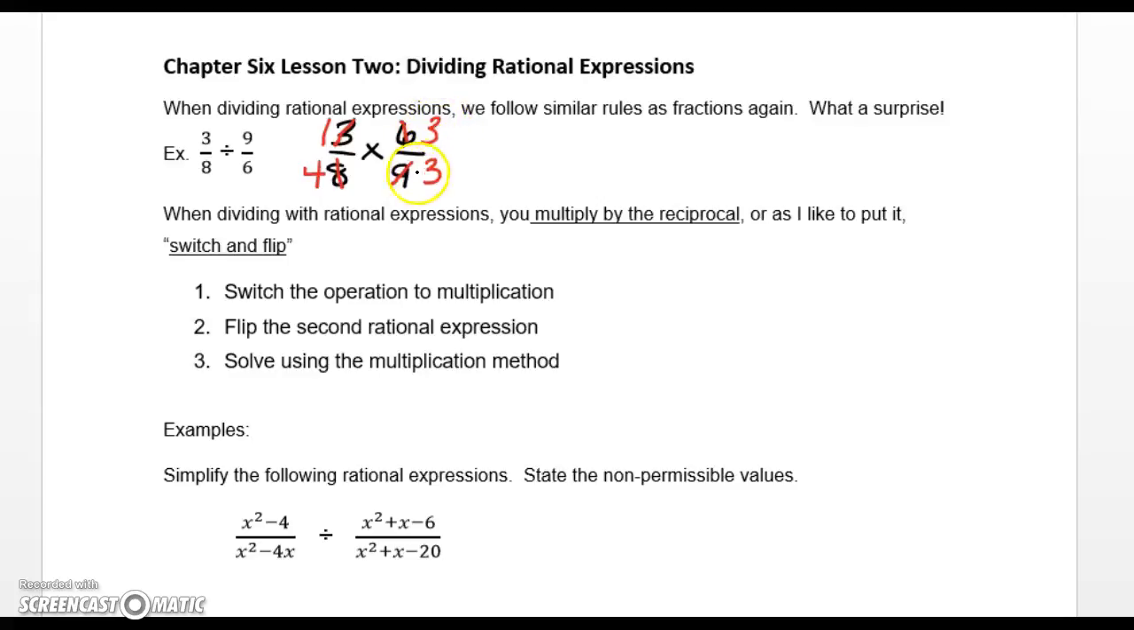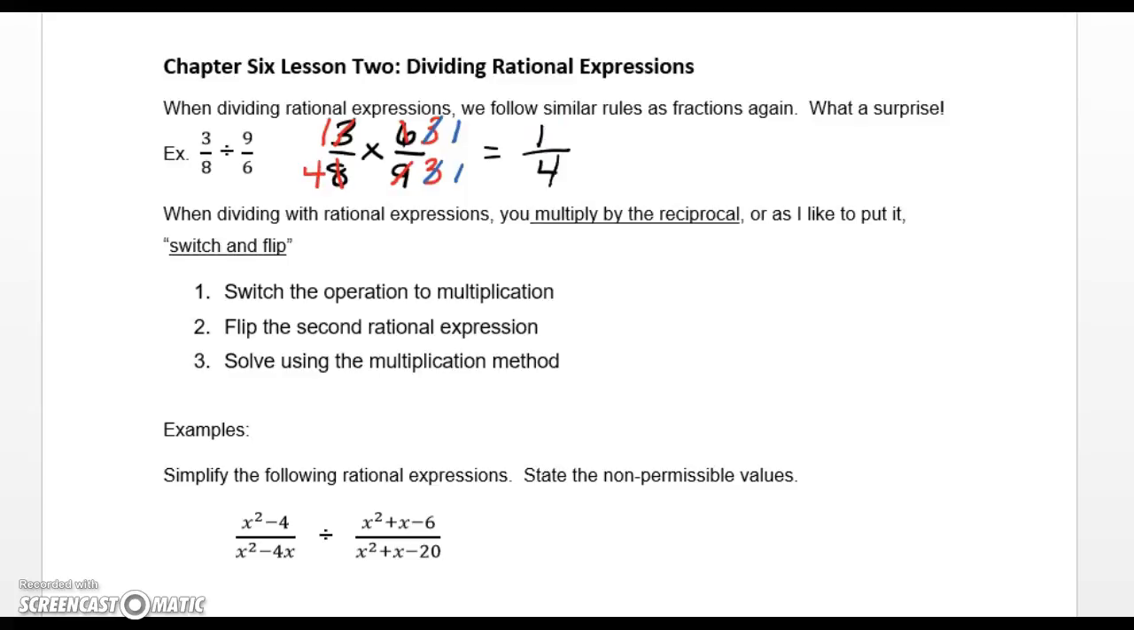Once again, you guys can notice actually right here we have 3 and 3. So that means that these two numbers here can also be reduced by a common factor of 3, so that leaves us with just 1. So we have 1 times 1 on the top is just 1. Then we have 4 times 1 is 4. So our fraction resulting from 3 over 8 divided by 9 over 6 is 1 over 4.